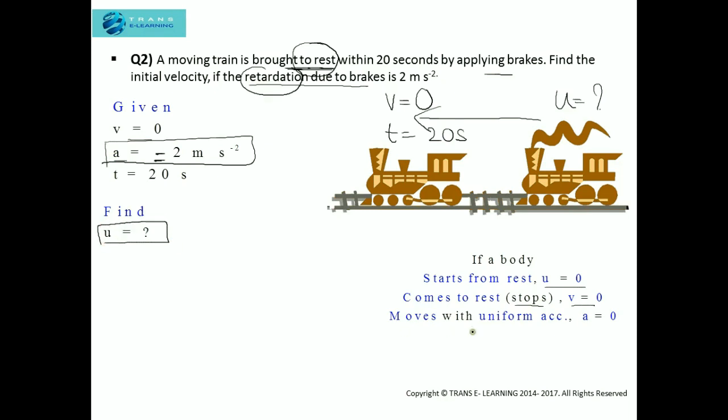Before proceeding further, I would like to tell here that there's a common mistake that everybody makes. Here I have written moves with uniform acceleration, then a is zero. It is not uniform acceleration, it is uniform velocity that the acceleration is zero. Acceleration is zero when initial and final velocity are the same. That is what we call uniform velocity and not uniform acceleration. Here the initial as well as the final velocity will be different, so we will not consider this parameter.